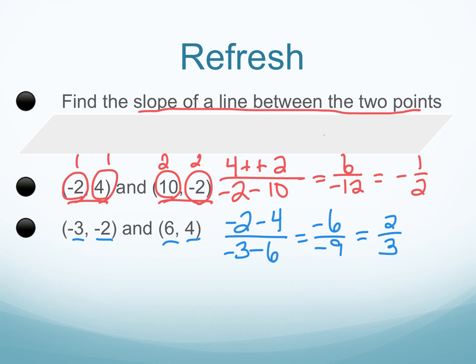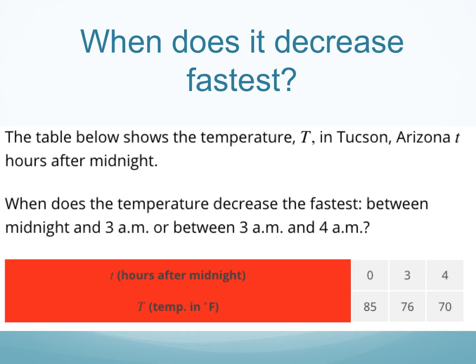Okay, so that's just a quick refresher because you need to be able to find the slope in order to find average rate of change. So let's look at this part. When does it decrease the fastest? So the table shows the temperature T in Tucson, Arizona, T hours after midnight. I don't like the fact they use upper and lowercase t, but it is what it is. When does the temperature decrease fastest? Between midnight and 3 a.m. or between 3 a.m. and 4 a.m.?